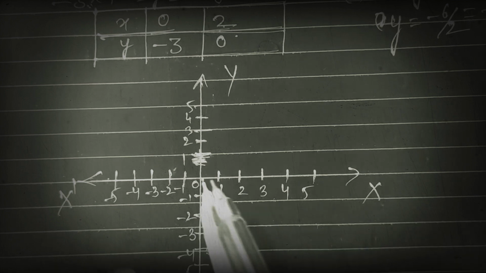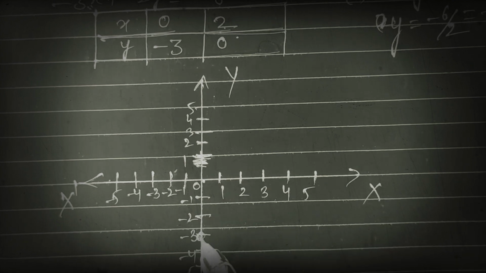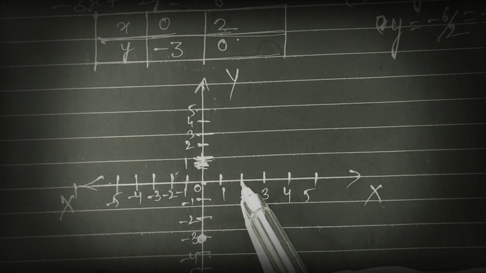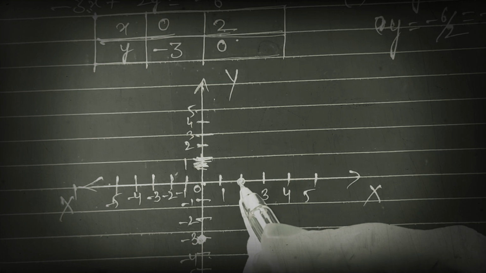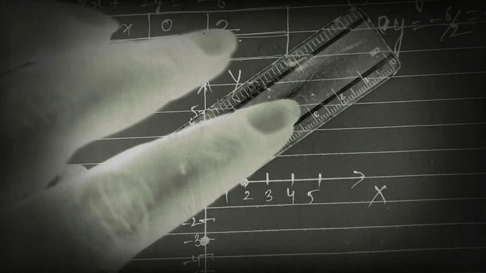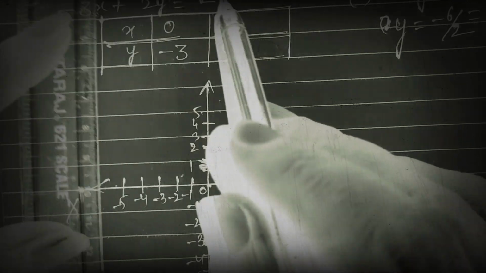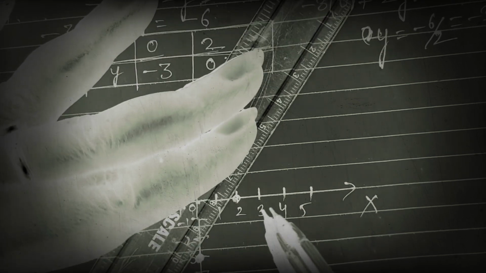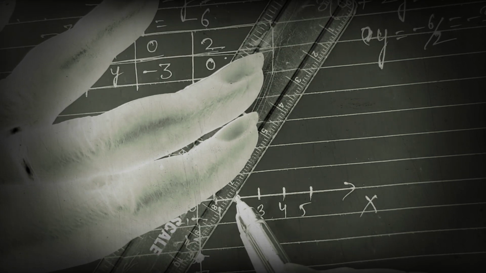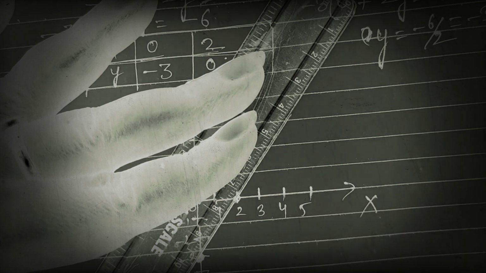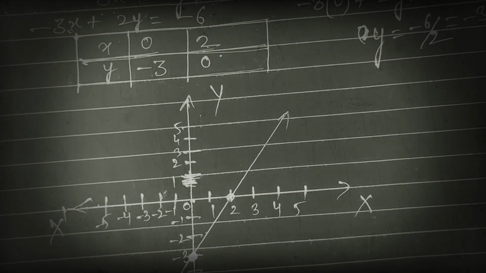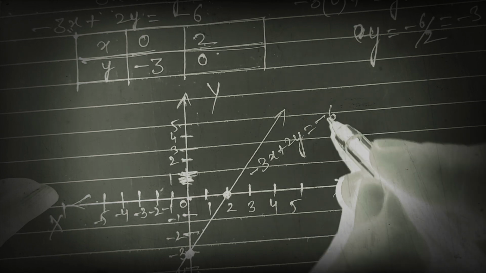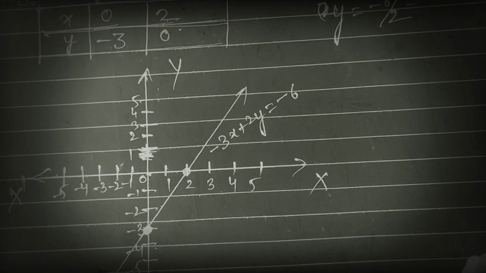If x is 0, y is minus 3, below the origin. If x is 2, y is 0. This point. Join these points. And here is the equality sign, so we will not show it by a dotted line. We will show it by a dark line. This is the equation of minus 3x plus 2y is equal to minus 6. Now we will find the shaded region.